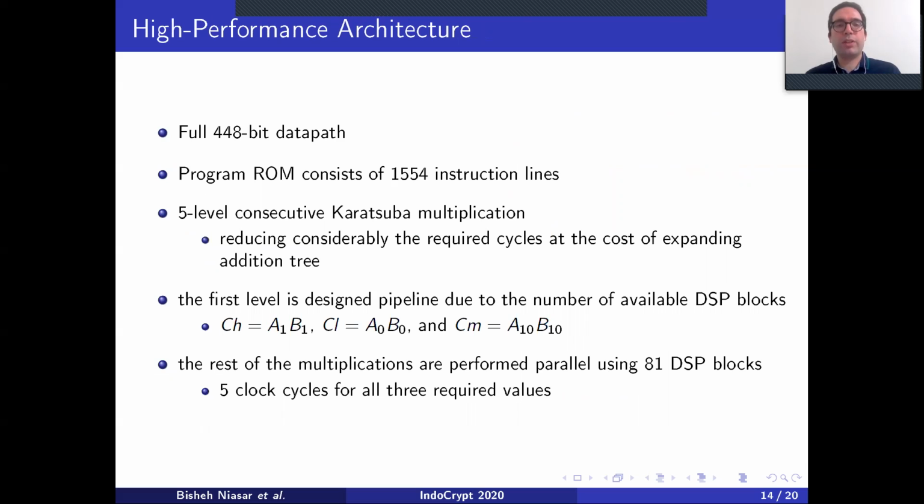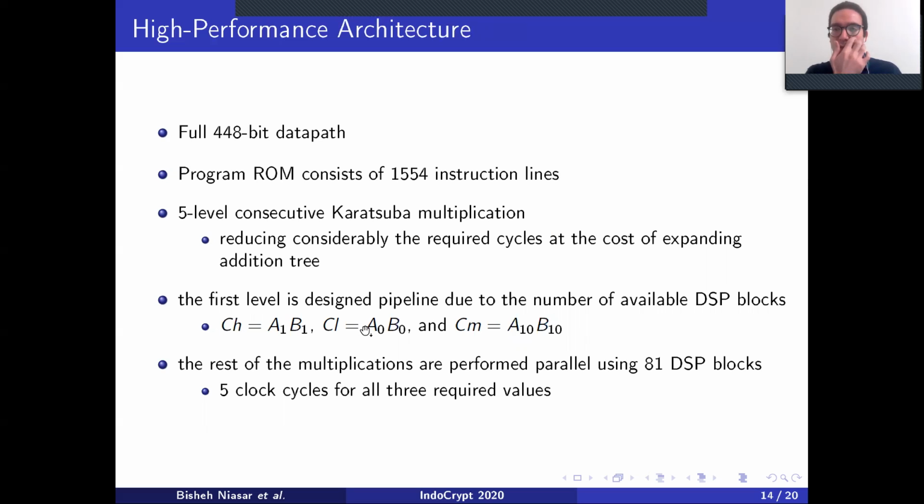In the high performance architecture, we use a full 448-bit data path to reduce the required cycles of reading from the memory and storing to memory. In this scheme, we use the 5-level consecutive Karatsuba multiplication, as I said, and due to the number of available DSP blocks in our target FPGA, we have to implement the first level of this 5-level using a pipeline fashion.